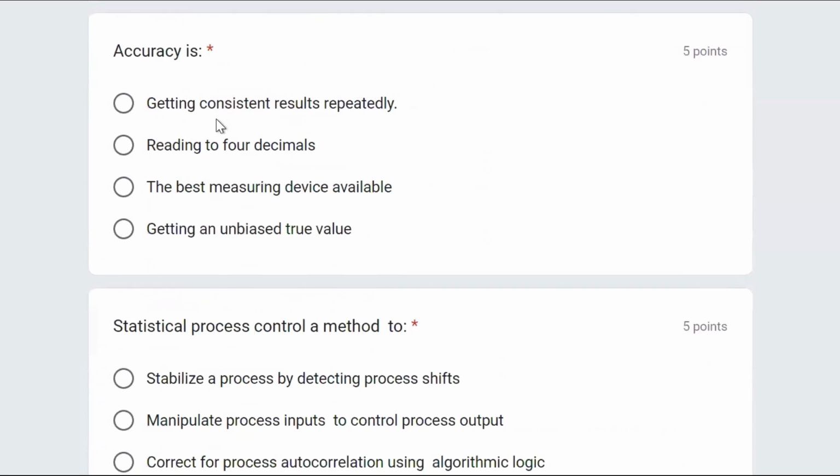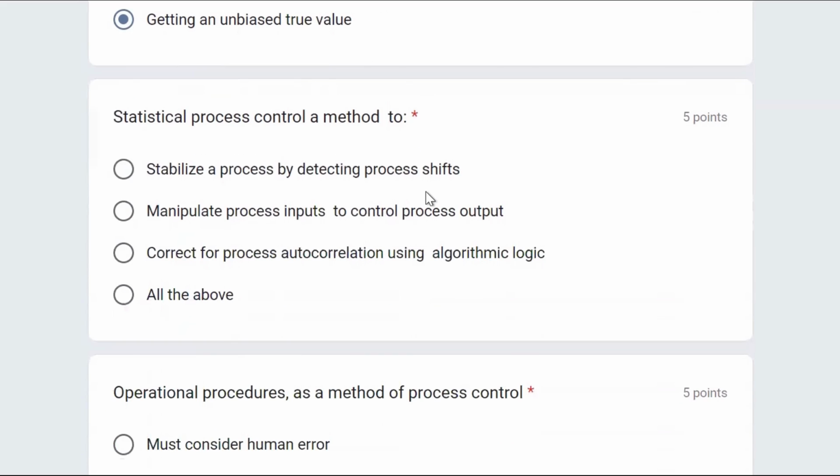Okay, accuracy is what? Getting consistent results repeatedly? No, that is repeatability. Reading to 4 decimals? No, it is not to do with the decimal. The best measuring device available? No. Getting unbiased true value, right? Unbiased, and it should be true value.